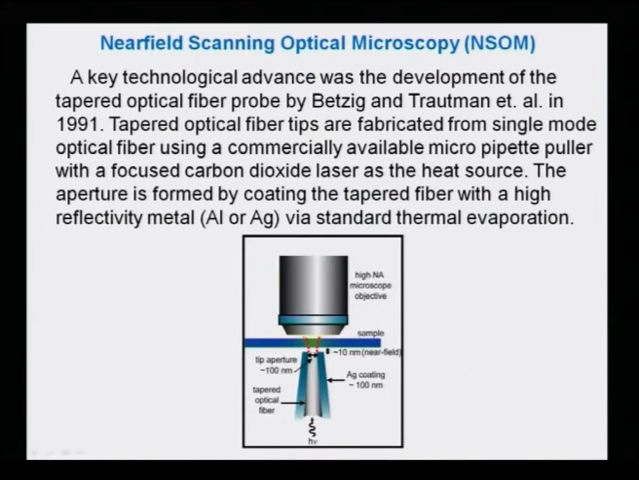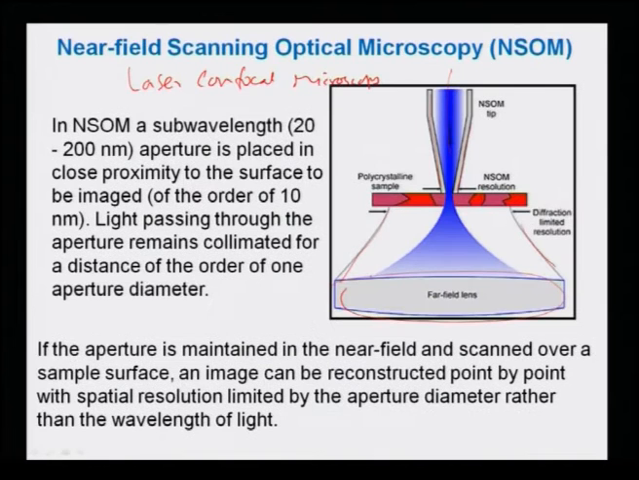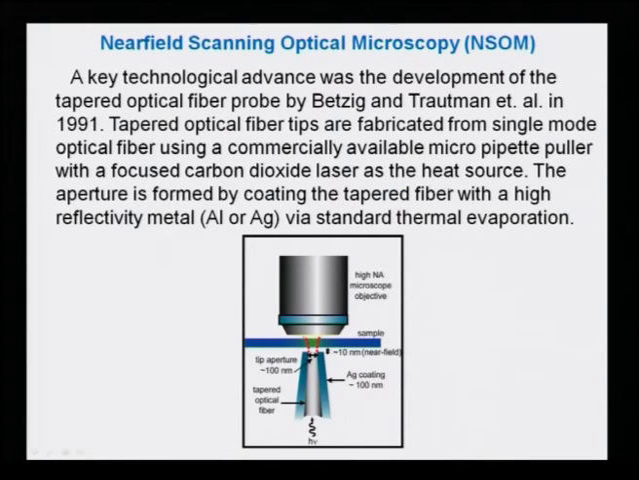This has been possible because of one major discovery. As you see in the earlier picture, the tapered tip of the NSOM is basically what dictates the resolution. This tapered optical fiber probe was developed by Betzig and Trautman in 1991. Tapered optical fibers are fabricated from single mode optical fiber using a commercially available micropipette puller with a focused carbon dioxide laser as a heat source. The aperture is formed by coating the tapered fiber with a high reflectivity material, that is aluminum or silver, via standard thermal evaporation. You can see here the Ag coated on a tapered optical fiber, and Ag increases the reflectivity. Reflectivity should be very high because you're using optical light.